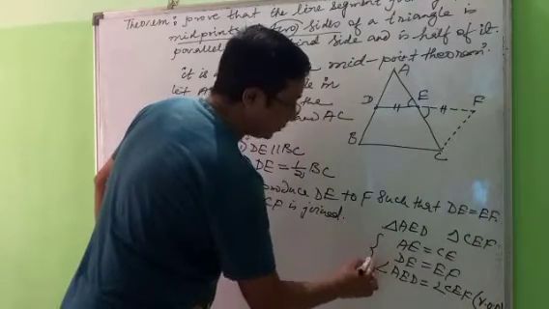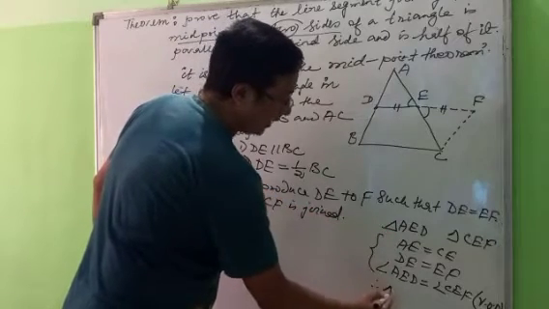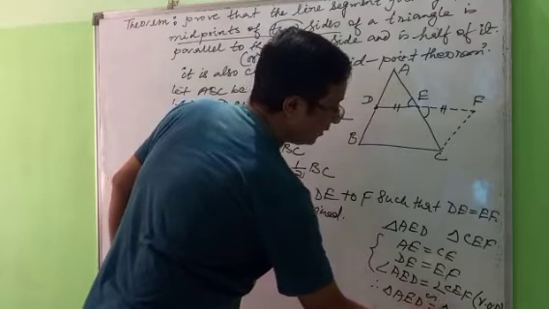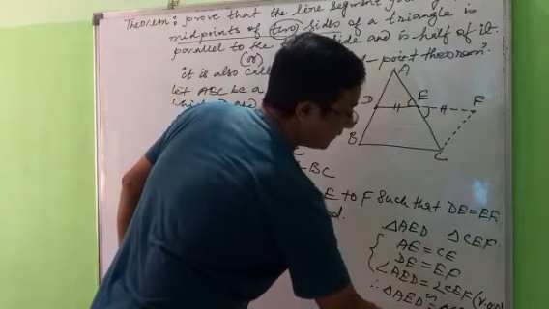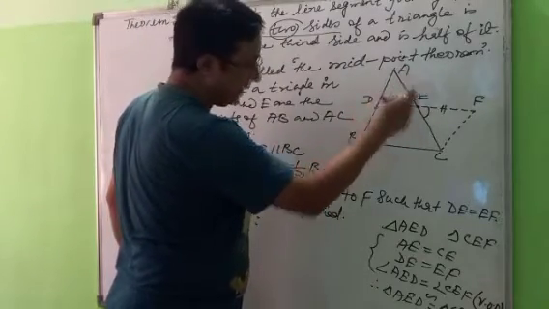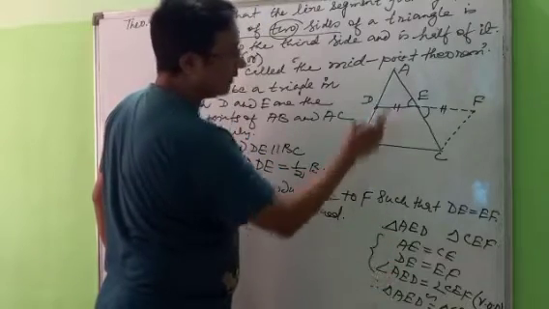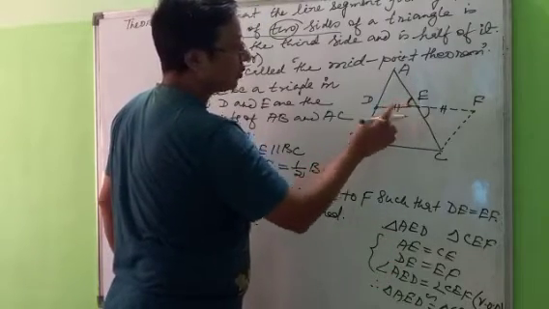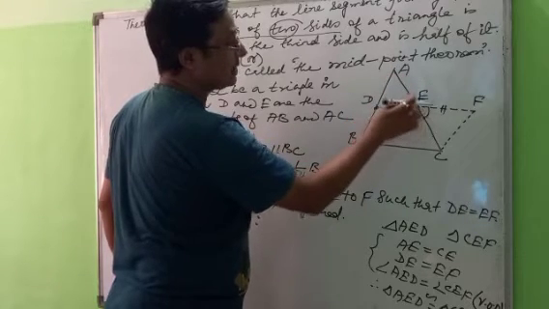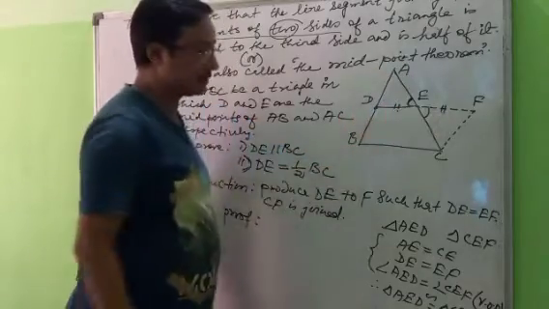You have got the three conditions: 1, 2, 3. So therefore, triangle AED is congruent to triangle CEF. In this triangle you took the side AE, the side DE, and the angle AED. So side, angle, side. So by SAS, these two triangles are congruent.